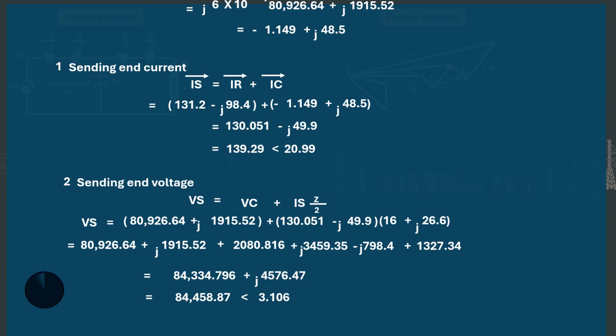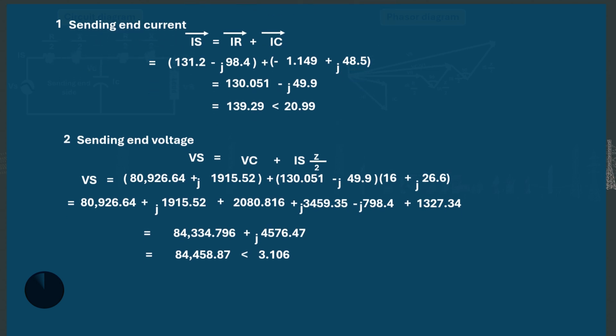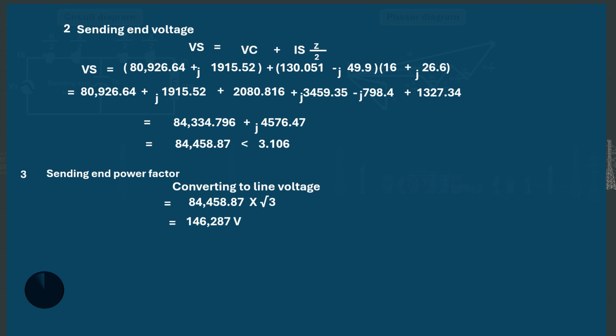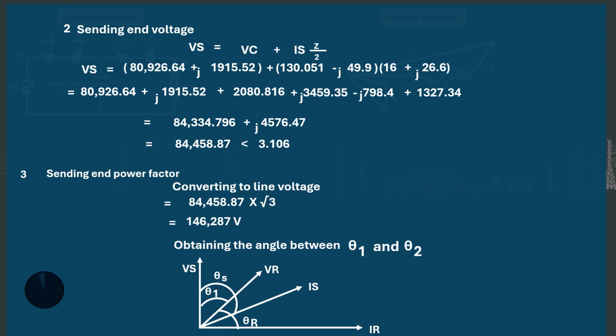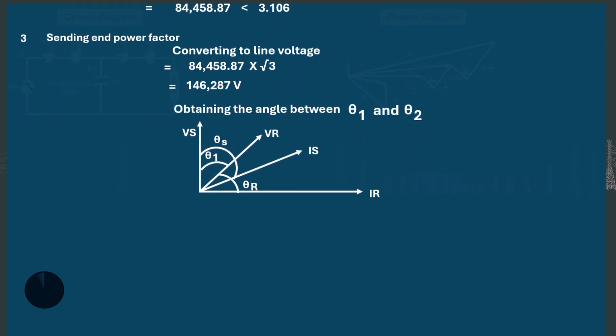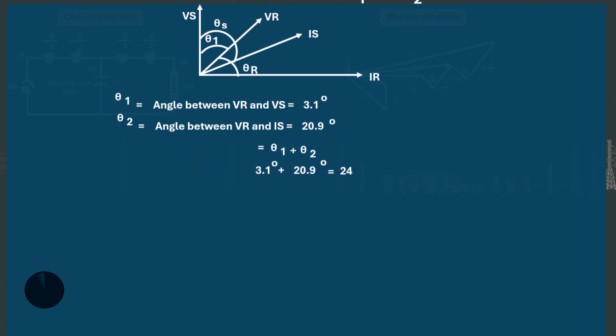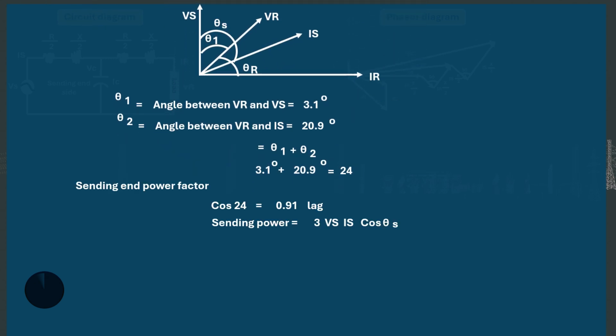This can further be converted from phase voltage to line voltage, that is the phase voltage multiplied by root 3. This will equal 146,287 volts. In order for us to determine the sending end power factor, there is a need for us to add the sending end current angle, which is 20.9 degrees, plus the sending end voltage angle, which is 3.1 degrees. That is theta 1 and theta 2. This will equal 24 degrees. So cosine of 24 will equal 0.91 lagging.